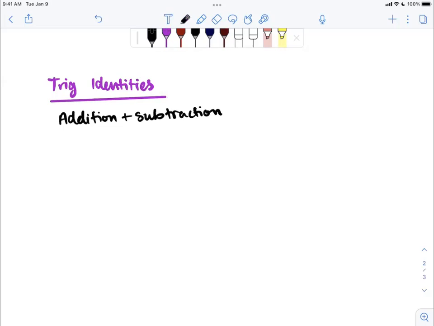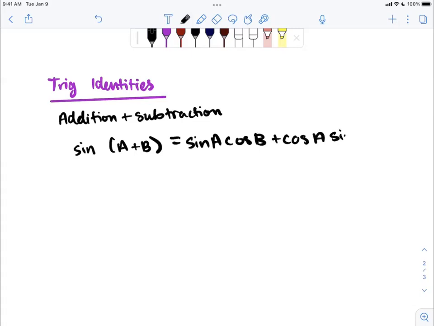So I'm going to just write down these formulas for sine, cosine, tangent of a plus b. So sine of a plus b is going to be sine a cosine b plus cosine a sine b. Cosine is slightly different. We're going to have cosine a plus b equals cosine a cosine b minus sine a sine b. So now we have the same thing in both the terms.